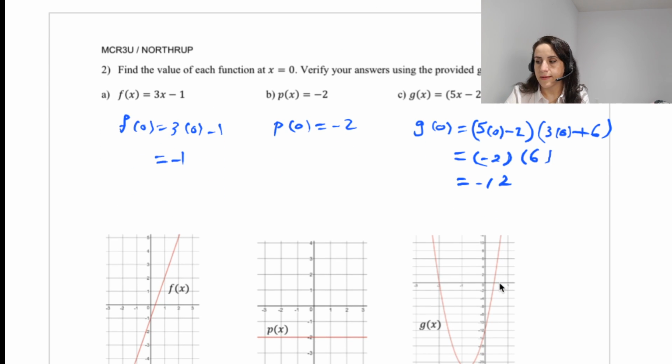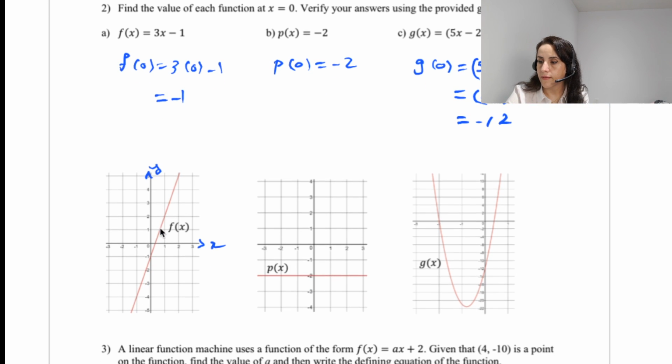Let's see. Here, I have 3x minus 1. The line is here. You have the graph. Let me put an x and y axis. It's very important to have them. I plugged in x equal to 0. The answer comes as negative 1. Find the point, and technically here, I got the point 0 and negative 1. Here I got 0 and negative 2. Here I got 0 and negative 12.